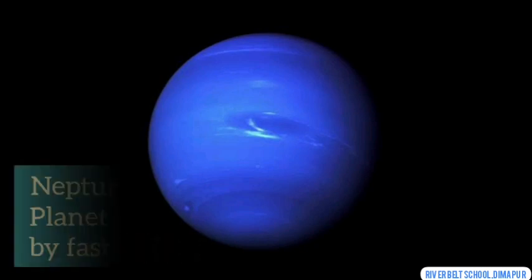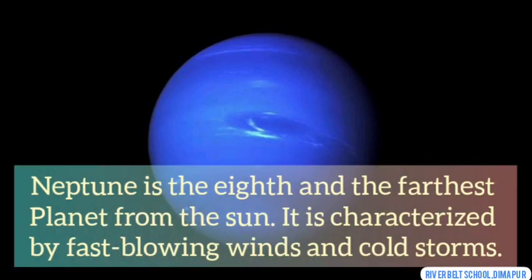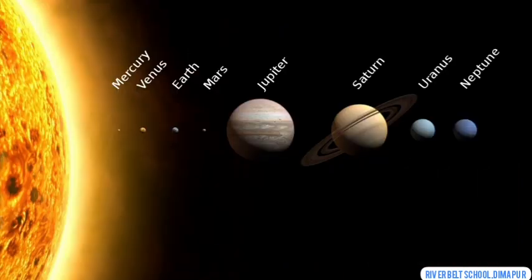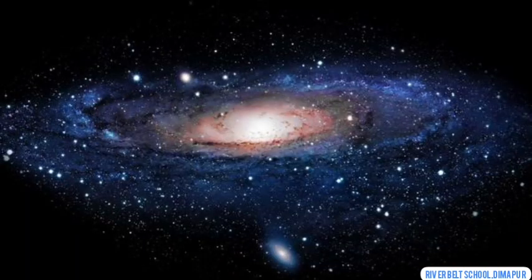Neptune. Neptune is the 8th and the farthest planet from the Sun. It is characterized by fast-blowing winds and cold storms. Apart from these 8 planets, there are other celestial bodies that orbit the Sun. Let us learn about them.